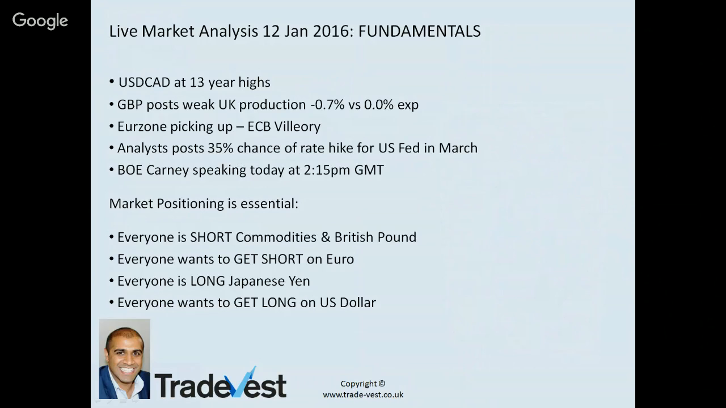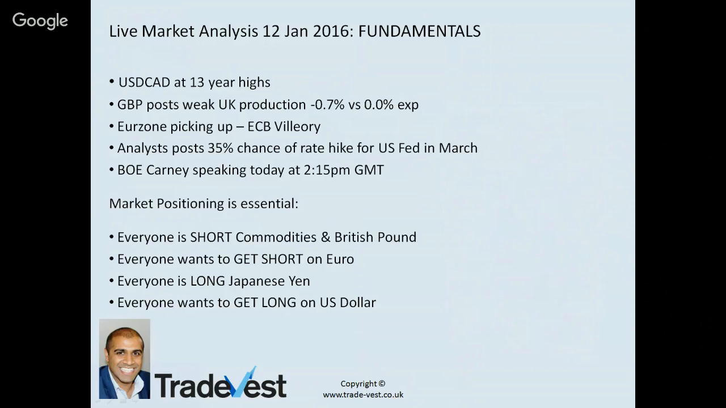We've also had several ECB members come onto the wires and talk up the Eurozone, and the data has been good coming out from Germany as well, which backs up a lot of their claims and quotes. We have analysts potentially forecasting a 35% chance of a rate hike in March for the US Fed. And for today, we do have the Bank of England Governor Carney speaking at 2:15.